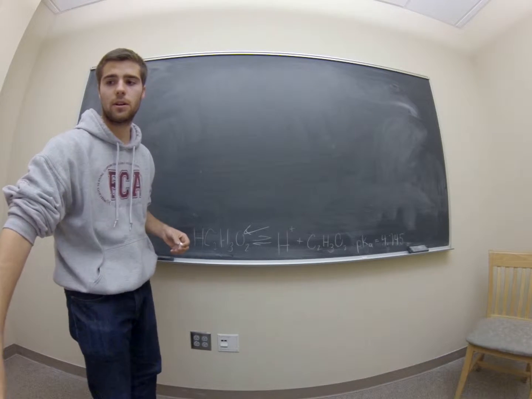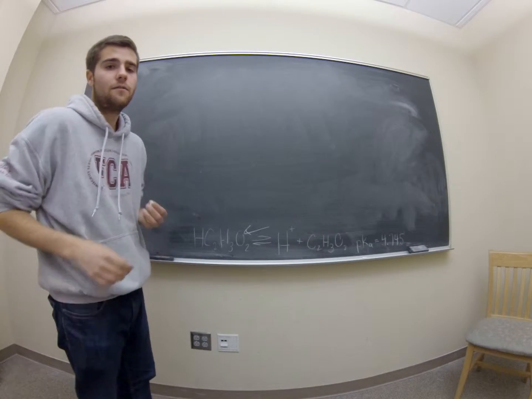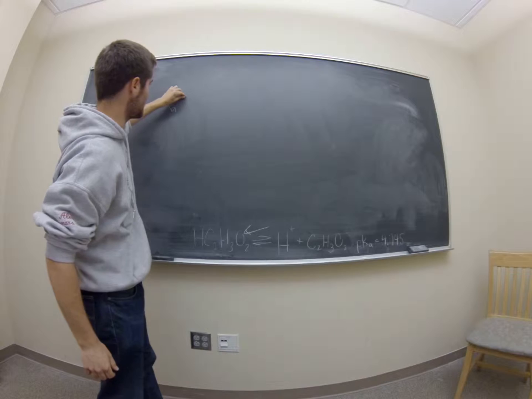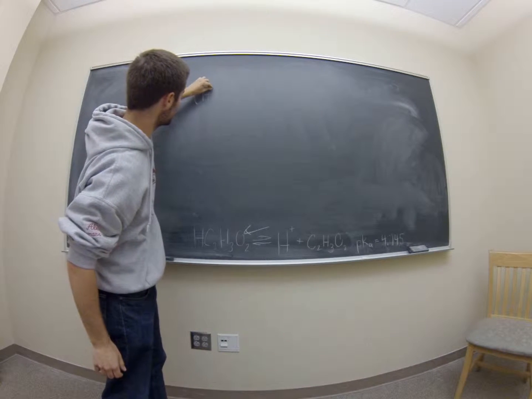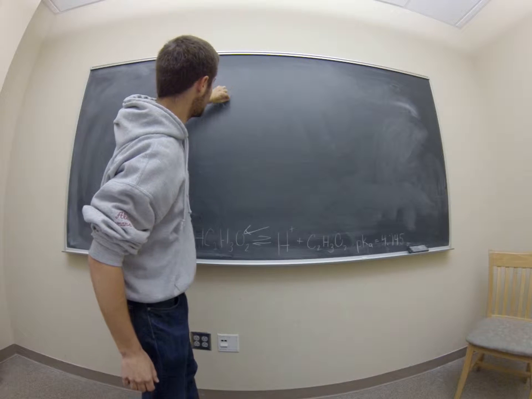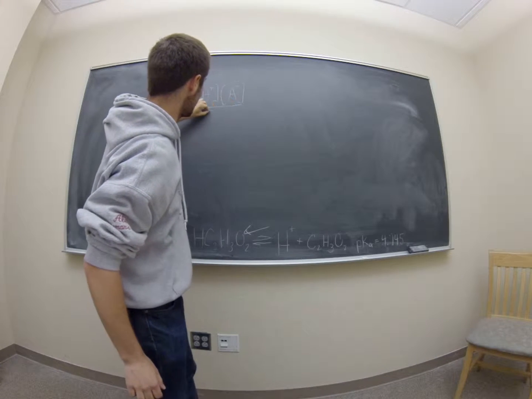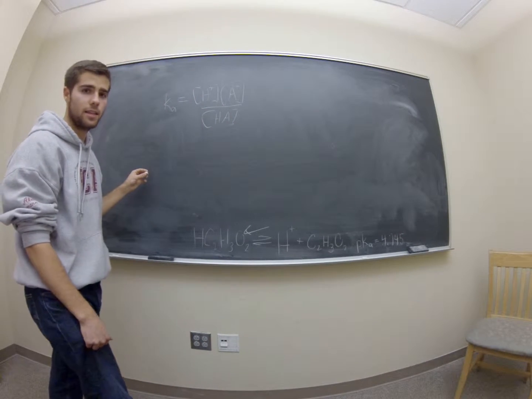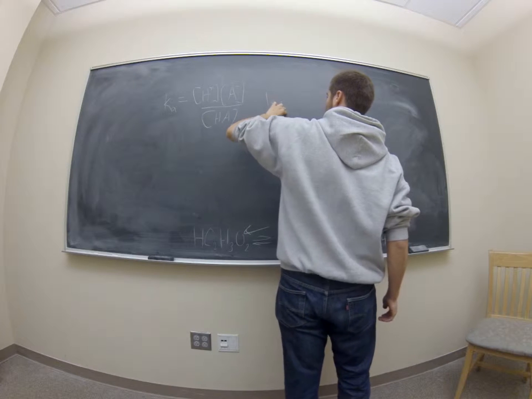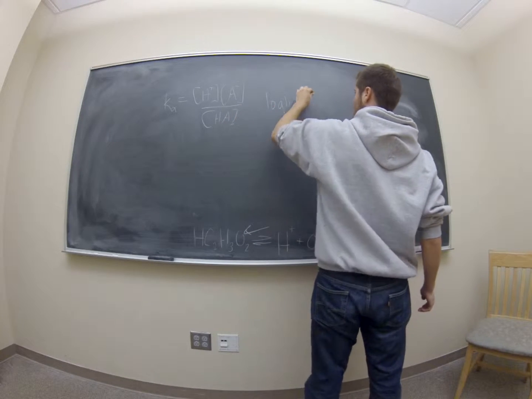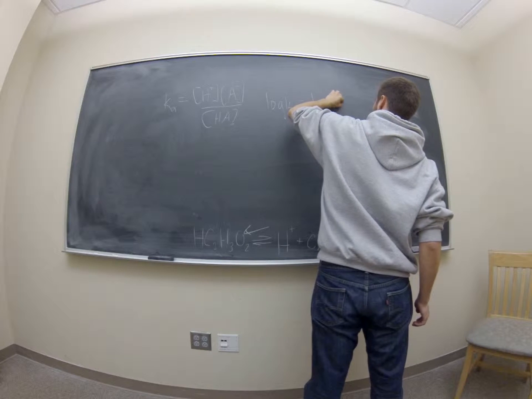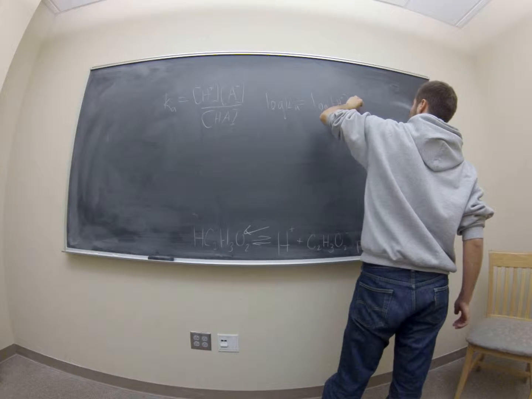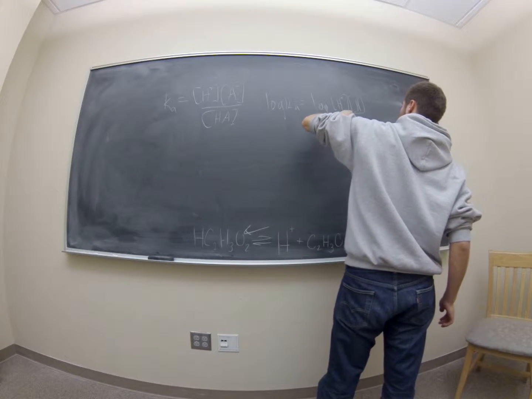What I'm going to do is derive the Henderson-Hasselbalch equation for you real quick using the Ka equilibrium expression. So we have Ka equals the concentration of H+ times the concentration of A- over the concentration of the acid. And what we can do is take the log of each side. So we have the log of Ka equals the log of H+ times the concentration of A- over the concentration of HA.